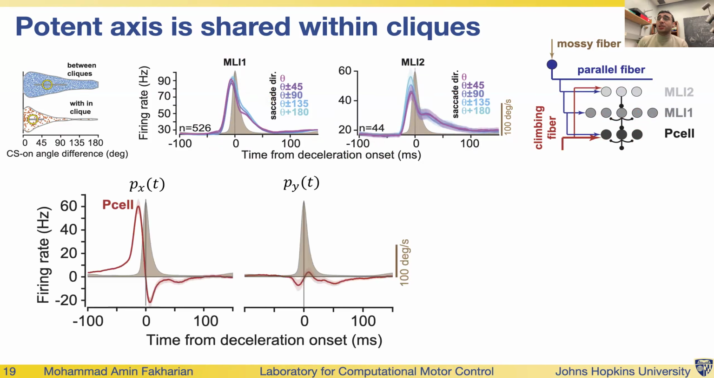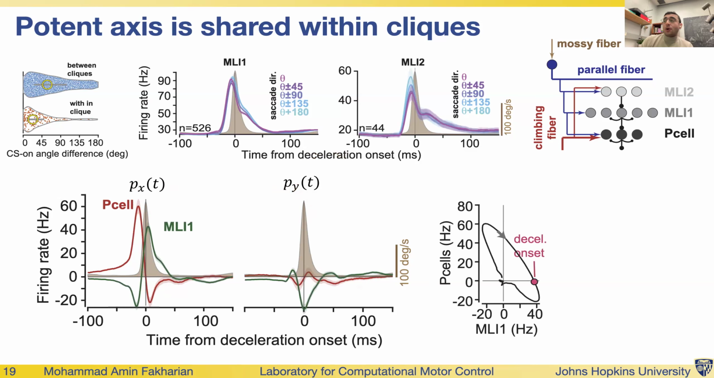However, if we do the same projection as we did for the Purkinje cells, here PXT is the component of the population activity toward the target direction, and PYT is perpendicular to the target direction. And as we discussed, for the Purkinje cells, for both bursters and pausers, we see a burst-pause pattern, in which the change in polarity happens exactly at the saccade deceleration, and we don't see much activity in the perpendicular directions.